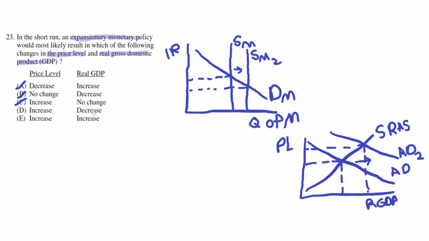D is incorrect because real GDP does not decrease, but it increases. And then E, there's an increase in both price level and real GDP. This is the correct answer because it properly shows how the decrease in interest rates results in a shift to the right of the aggregate demand curve, and the shift right of the aggregate demand curve results in an increase in the real GDP and an increase in the price level. Therefore, the correct answer is E.